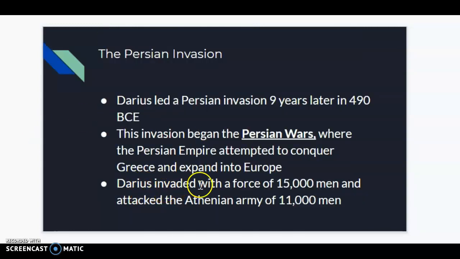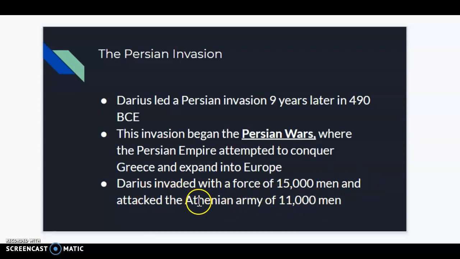So Darius invades with a force of about 15,000 men, a very large force. Remember, he's bringing his archers, his cavalry, his infantry, and his immortals, that large, well-organized military fighting machine from all over the Persian Empire. They call it the 1,000 Nations of the Persian Empire because of all these different tribes and groups. And all of these men with these fighting abilities are attacking just a little city-state of Athens with their army of about 11,000 men.